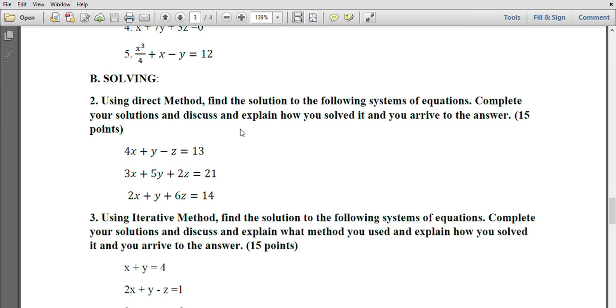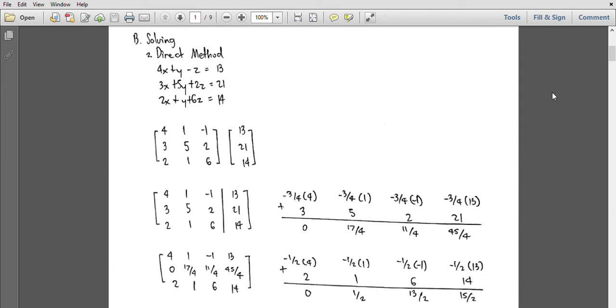B. Solving. Number 2. Using the direct method, find the solution to the following systems of equations. Complete your solutions and discuss and explain how you solve it and how you arrive at the answer. Step 1. We write down its coefficients and its constants. For the matrix of coefficients, we have 4, 1, negative 1, 3, 5, 2, 2, 1, 6. And for the matrix of constants, we have 13, 21, and 14.